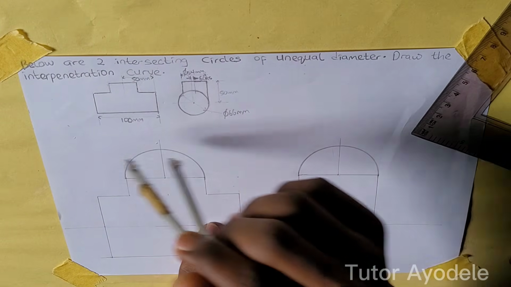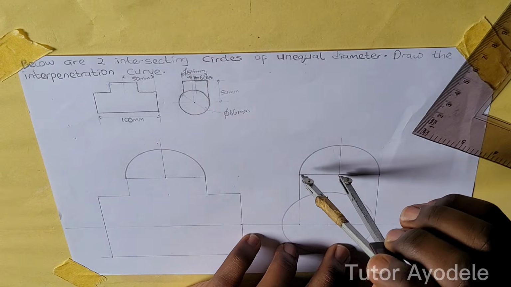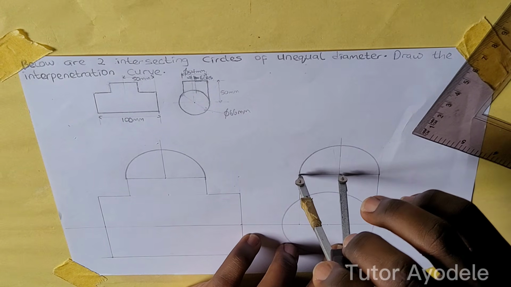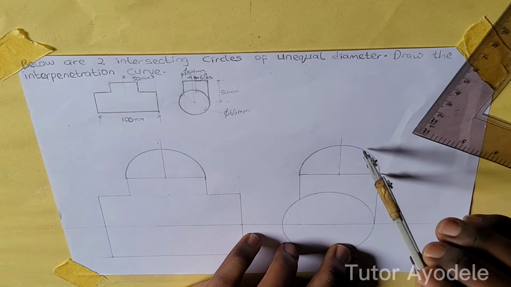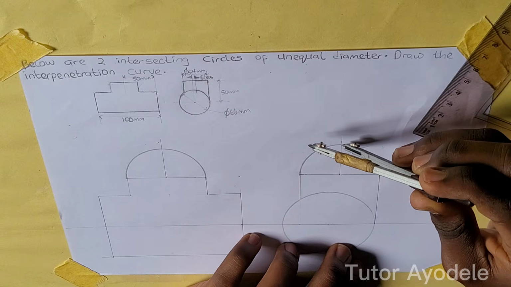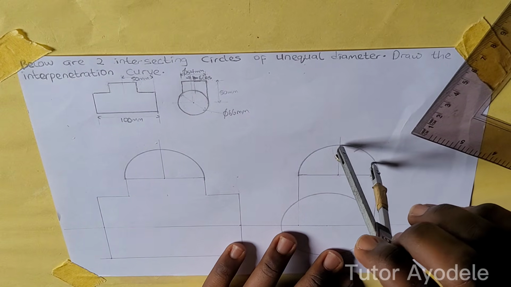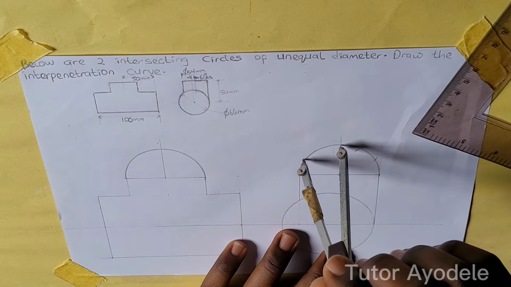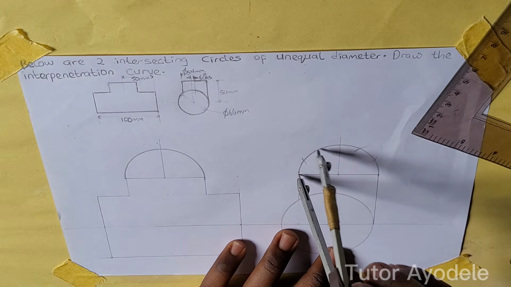Once I've gotten these points, I'm going to put my compass here, and with the same radius I used to draw this, I'm going to put my compass on this end and mark an arc. I'm going to put my compass at where this line touches the semicircle, mark an arc here, mark another here. And then at the other edge, I'm going to mark an arc.